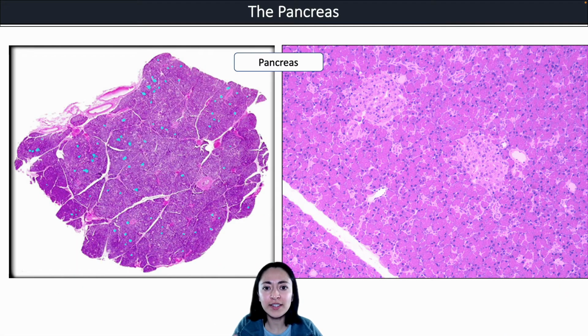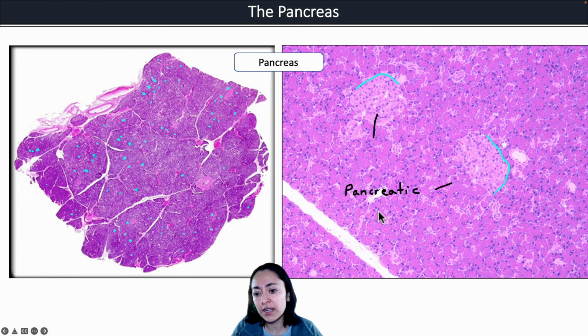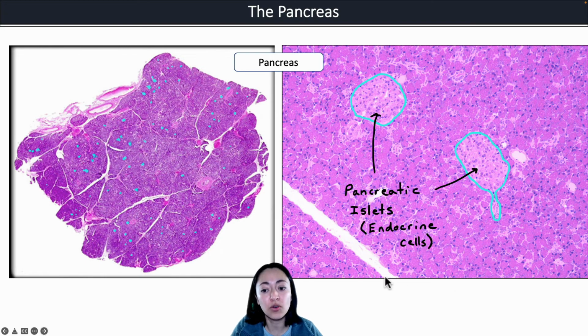Here we're looking at two more microscope slides of the pancreas. So here you can see the pancreatic tissue zoomed out, and the highlighted blue regions are the pancreatic islets that produce the hormones. And then on the right here is a close-up, and here I've highlighted the pancreatic islets, or in other words, the endocrine cells.